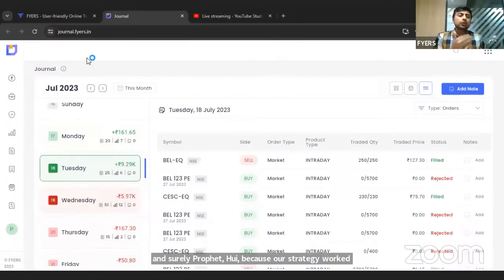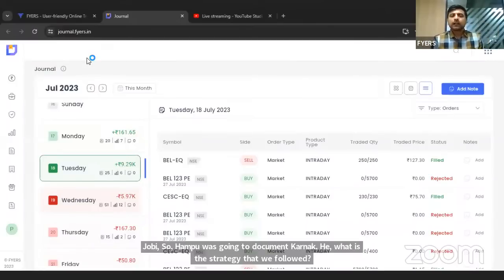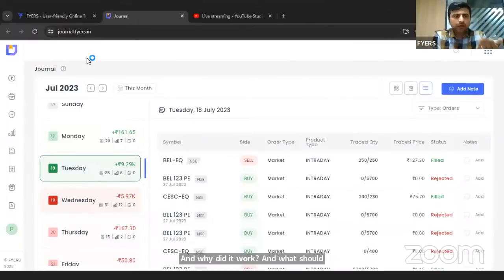तो हमको उसको डॉक्यूमेंट करना पड़ेगा कि what is the strategy that we followed and why did it work and why should we document it? क्योंकि आप सभी ट्रेडर्स हैं, आप लोग जानते हैं कि जो भी 3 महीने पहले आप स्ट्रेटेजी फॉलो कर रहे थे, शायद वही वाला स्ट्रेटेजी आप आज फॉलो नहीं कर रहे हैं. और इसका वजह यह है कि हम लोग उस स्ट्रेटेजी को भूल भी जाते हैं विथ टाइम.